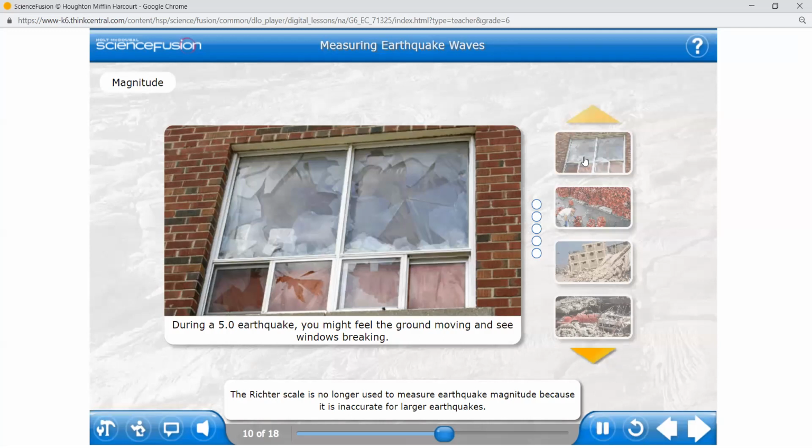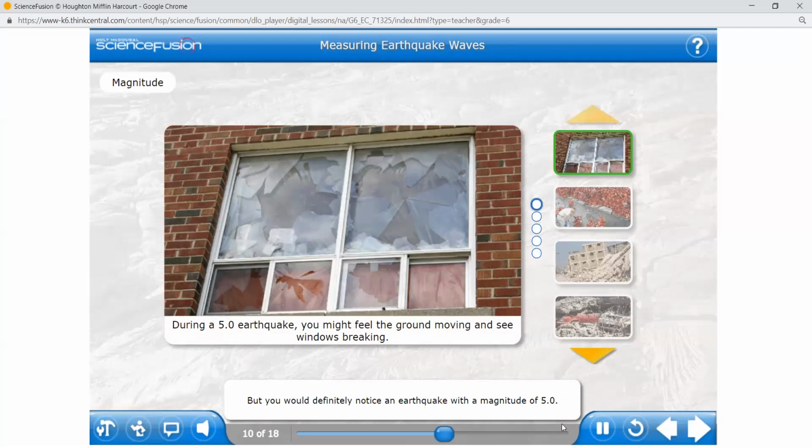For larger earthquakes, moment magnitude is the preferred scale that scientists use today. Click the images to learn more about magnitude. You might not notice an earthquake with a magnitude of 4.0, even if you were at its epicenter. They say if the magnitude is 4, even if I'm sitting above the epicenter, the epicenter starts shaking, but I will not feel it because a magnitude of 4 is very small. With 5, we might feel the ground moving and see windows breaking.